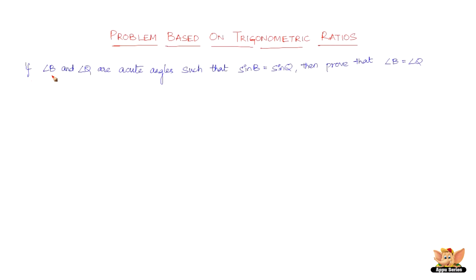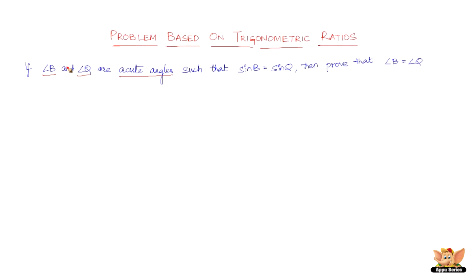Which reads like this. If angle B and angle Q are acute angles such that sin B equals sin Q, then prove that angle B equals angle Q. So the first part of this question has two triangles which contain angle B and angle Q as acute angles. But the question on the whole states that if there are two acute angles and if sine of both of them are equal, then we'll have to prove that those two angles are equal. That's what we have to do. So let's see how that is done.